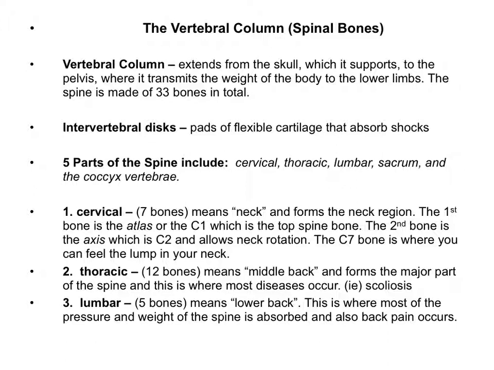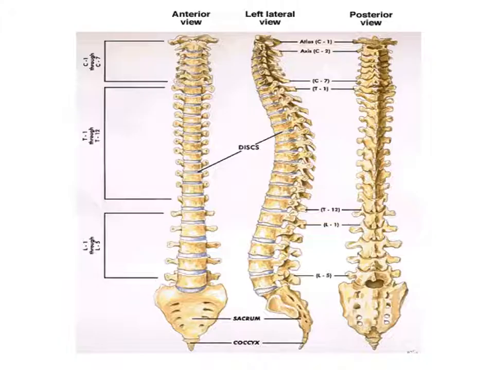Then the lumbar vertebrae are made of 5 bones. Lumbar means lower back. This is where most of the pain and pressure and weight of the spine is absorbed, and it's also where back pain occurs. This is a picture illustrating the vertebral column from many angles, the frontal, side, and posterior angle.